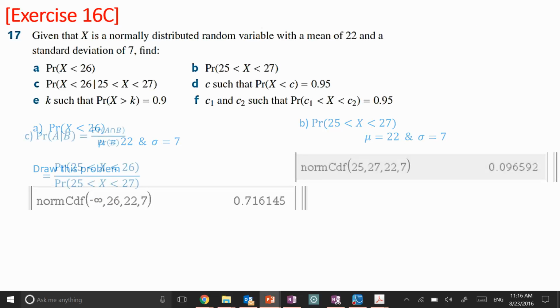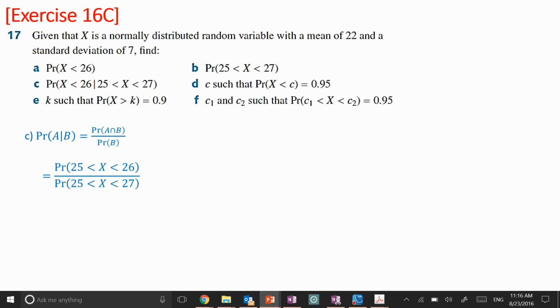Did I put animation? No, I didn't. First one says, probability, and just treat this as a conditional probability. It says x less than 26. This is A. Given that you've got x is already between 25 to 27.